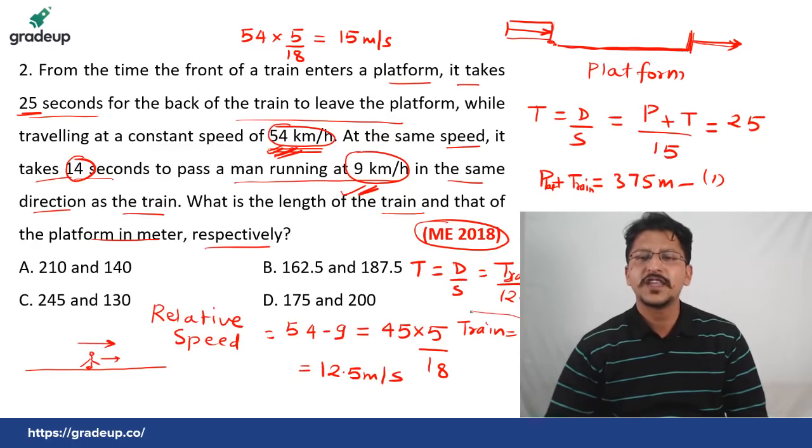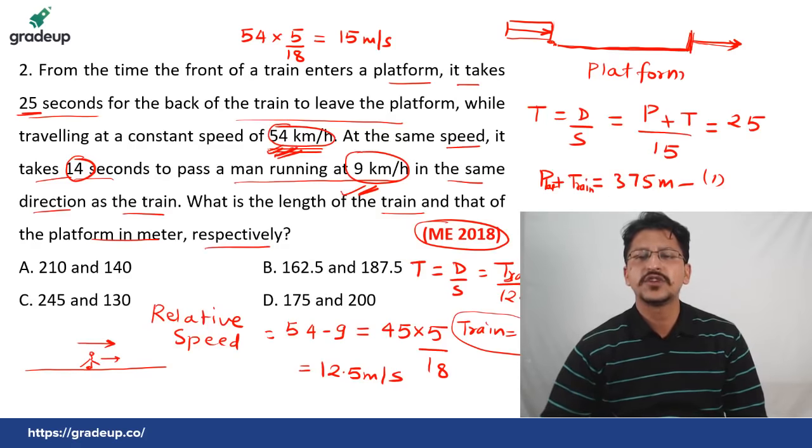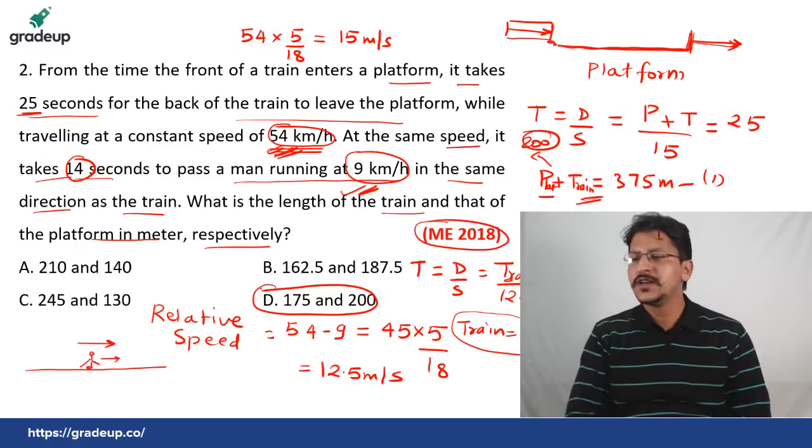So already you have got the answer from here if you see the options. But if you just need to check it out, put this value here, and you will get the platform length as 200 meters. So the answer for this question is option D.